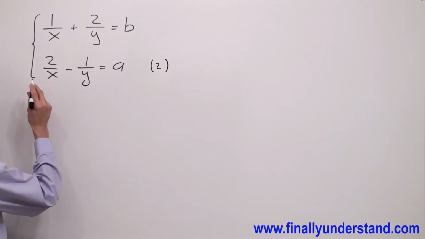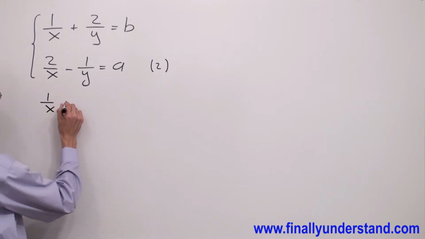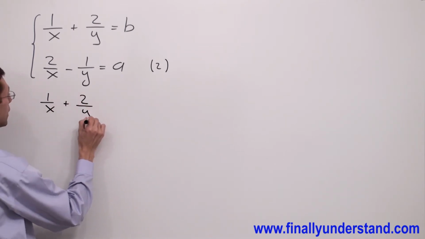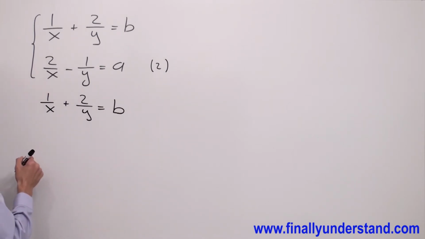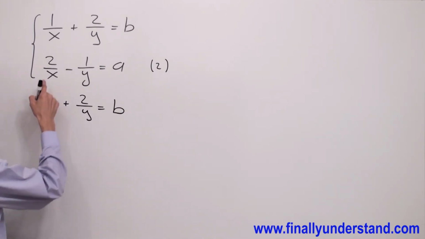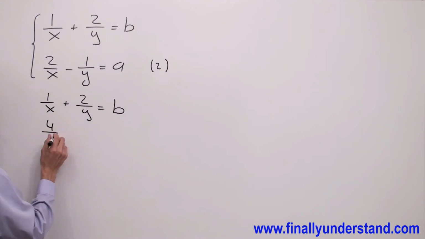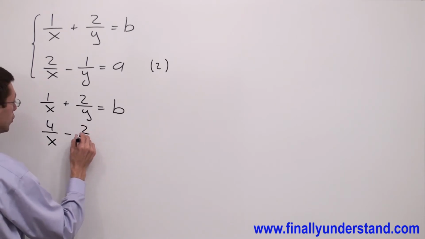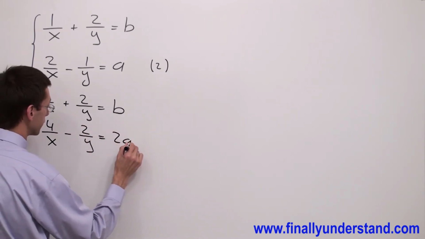I'm going to copy down the first equation. I have 1 over x plus 2 over y is equal to b. And I have to multiply the second equation by 2. So I have 2 times 2 gives me 4 over x minus 2 over y equals 2a.